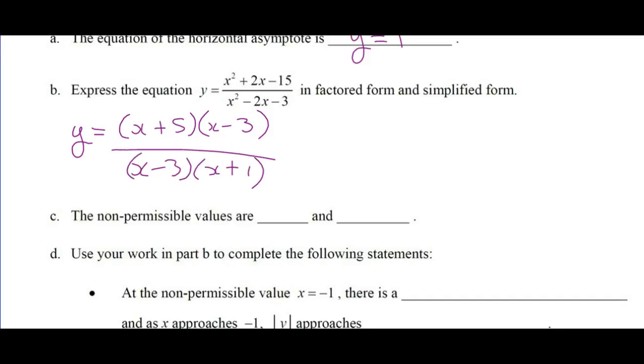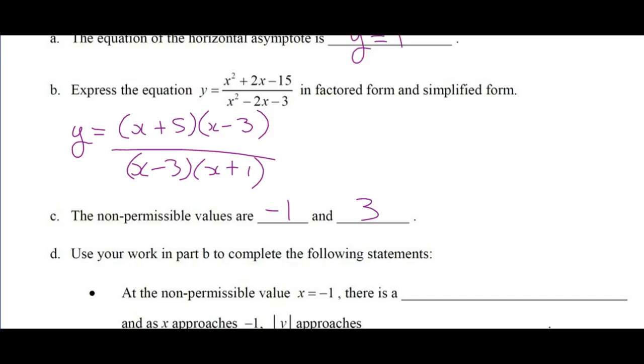And here's a hint. Probably one of these guys is the same. Likely. The way you can determine that, obviously, graph it. And if you don't see two asymptotes, then you know one of these guys should be the same. All right, what are the non-permissible values? 3 and negative 1.